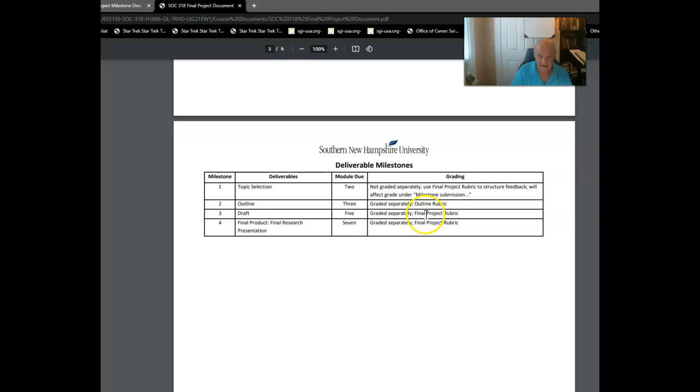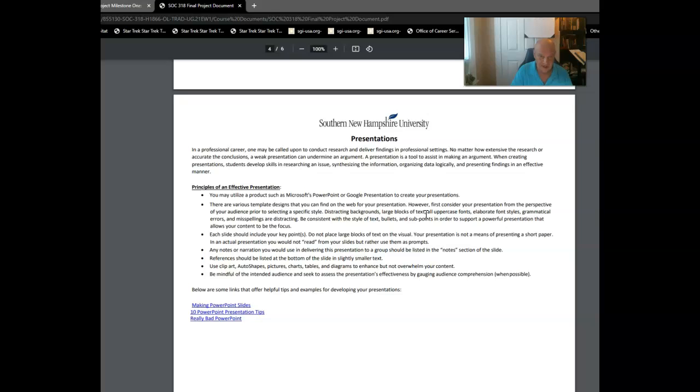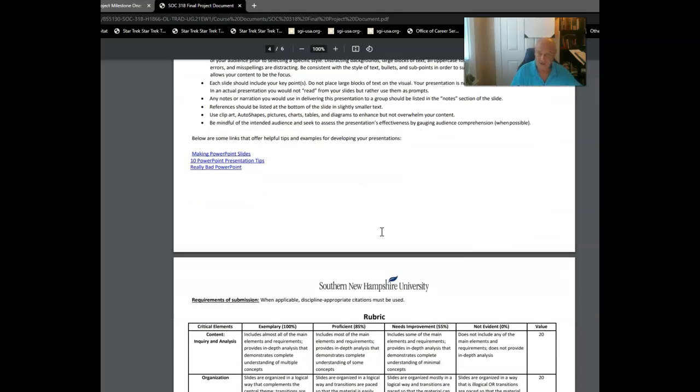Here are the deliverable milestones, okay? And basically, the overall project, remember, has two elements. One is kind of a narrative, almost like an executive summary or a research paper. The other one is a presentation. And the two things should be holistic. In other words, one should inform the other. Think about what we're doing as modeling an academic conference paper or a presentation to the community.